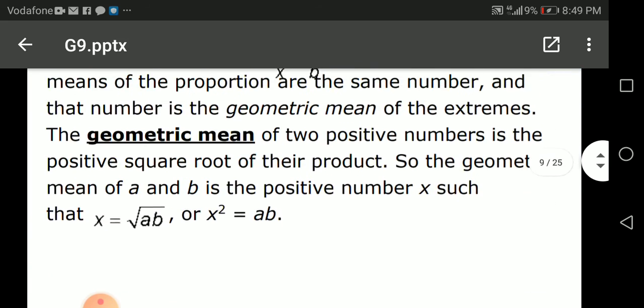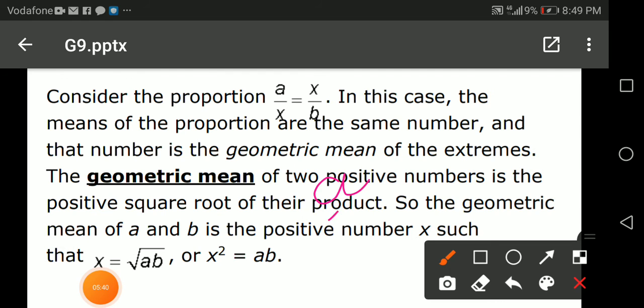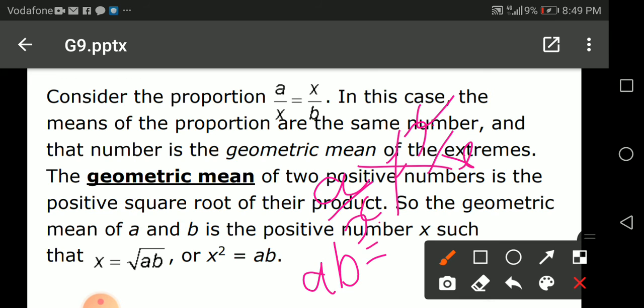What about here in this one, how to find the geometric mean? It's very easy. I have here, my dear students, if I say A over X equal X over B, then by cross multiplication, A multiplies B equal X times X. When I say X times X, it means X to the power 2. If you want just X, I want to get rid of the squared, so square root of AB.